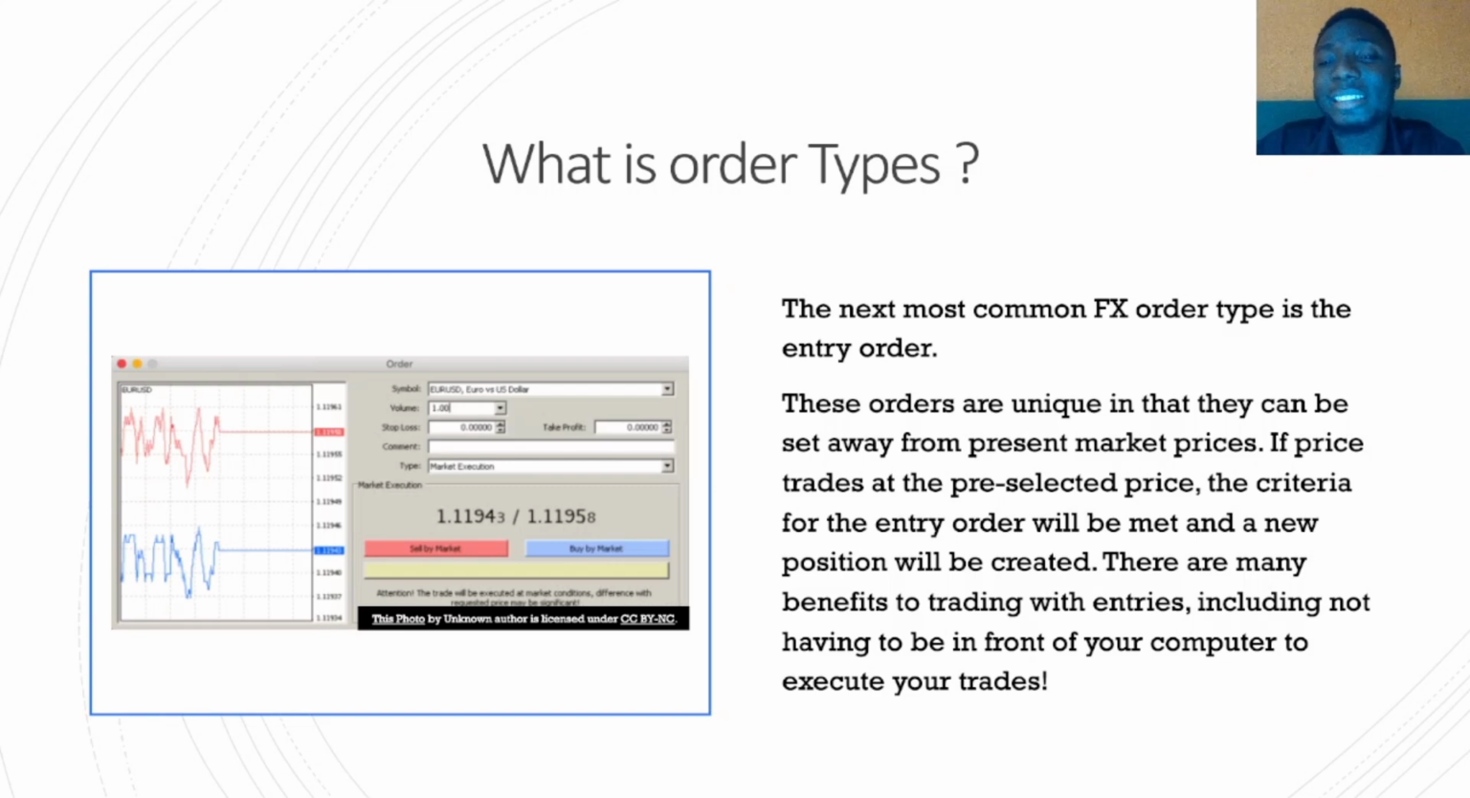The next most common forex order type is the entry order. These orders are unique in that they can be set away from the present market price. That's more like the buy limit and sell limit I spoke about. If price trades at the pre-selected price, let's say the price is now $50 and it was $100, and I know the price is going to come back to $200, I buy from that $50. That's a buy limit. There are many benefits to trading with entries, including not having to be in front of your computer to execute your trade.